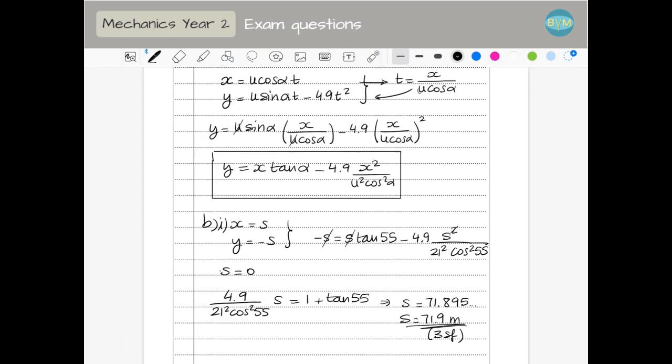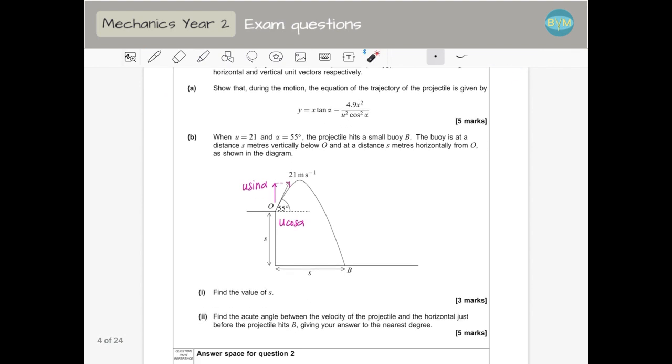So the first part. And then the second part says, find the acute angle between the velocity of the projectile and the horizontal just before the projectile hits B. So we are talking about the velocity here. So the velocity is going to have an angle. And this is the angle that they are asking us. This angle I'm going to call beta, for example. We know the horizontal component because it's going to be constant all the way. So the horizontal component is the same as here, u cos alpha.